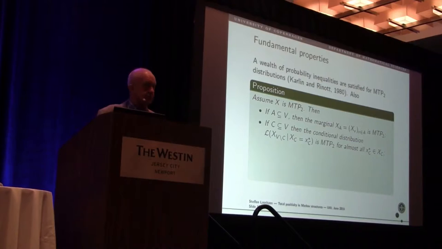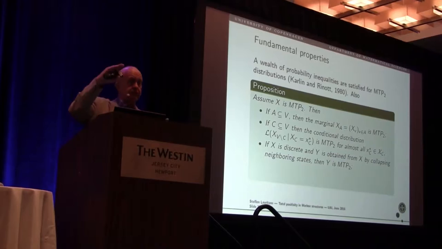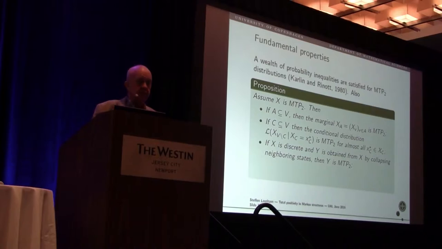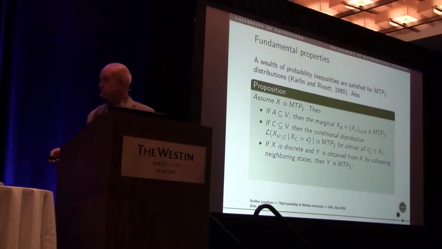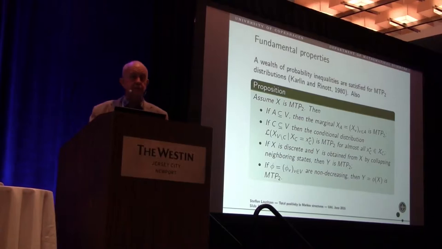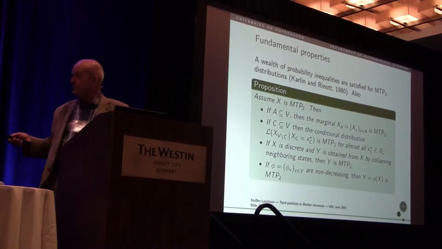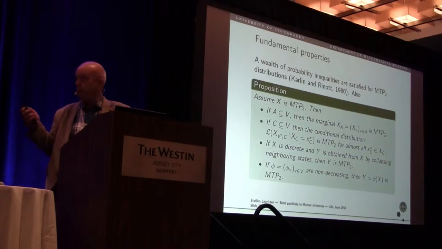If you take any discrete variable, say you have states 1, 2, 3, 4, 5, and you start collapsing neighboring states, coarsening the state spaces, and you do it in the right way so you preserve the ordering, then MTP2 is preserved. And finally, take any non-decreasing transformation of all the variables. For every variable you take a transformation, you compute something else, and it remains MTP2. This has all been known, but it's quite important for the interpretation and the manipulation of MTP2 distributions.